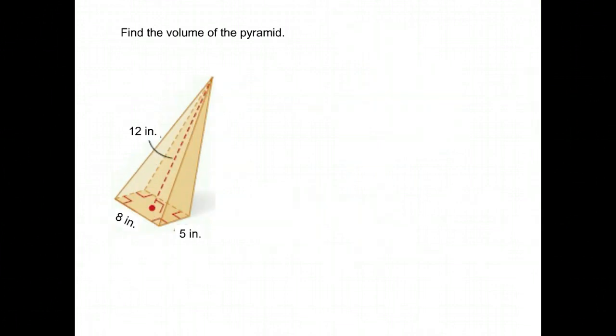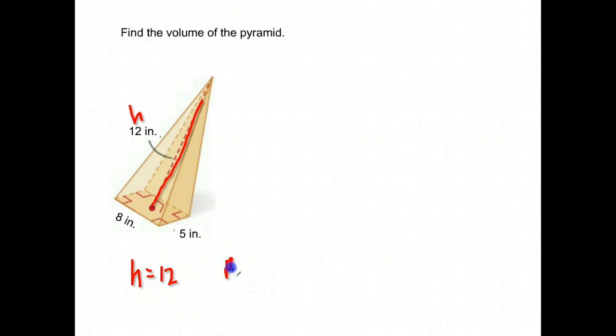Okay, let's do one more example. Find the volume of this pyramid. Now this looks like it's a tilted pyramid, but actually what happened is they just have it so it's not sitting flat. It is what we call a right pyramid. It is sitting up straight. They just have it tipped for some reason. So this is our actual height here in the middle. So we do have a height of 12.